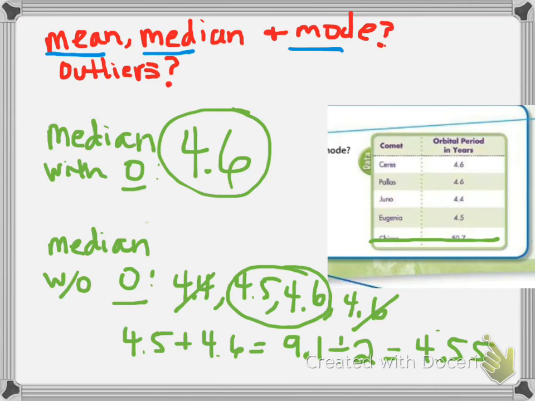Okay, so our median with the outlier would be the 4.6. The median without the outlier changes a little bit, but the value is pretty close still, and then it would change to 4.55. Okay, so a little bit of difference with the outlier included in this case or without it.